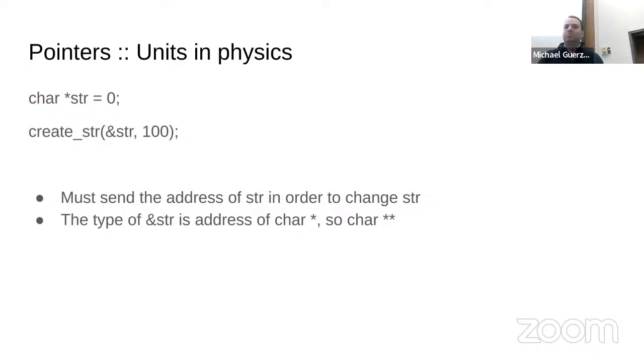So what does it mean about the units? Well, str is of type char star. If you want to send the address of str, the type must be char star star, because str is of type char star, so its address must be char star star. That's just what address-of does. Does that make sense?